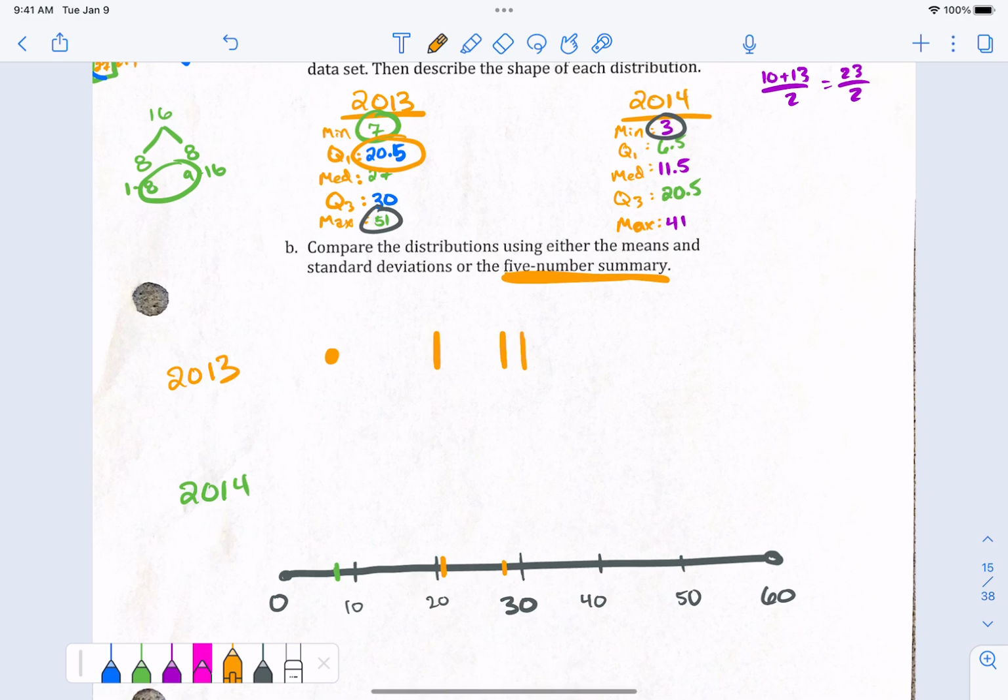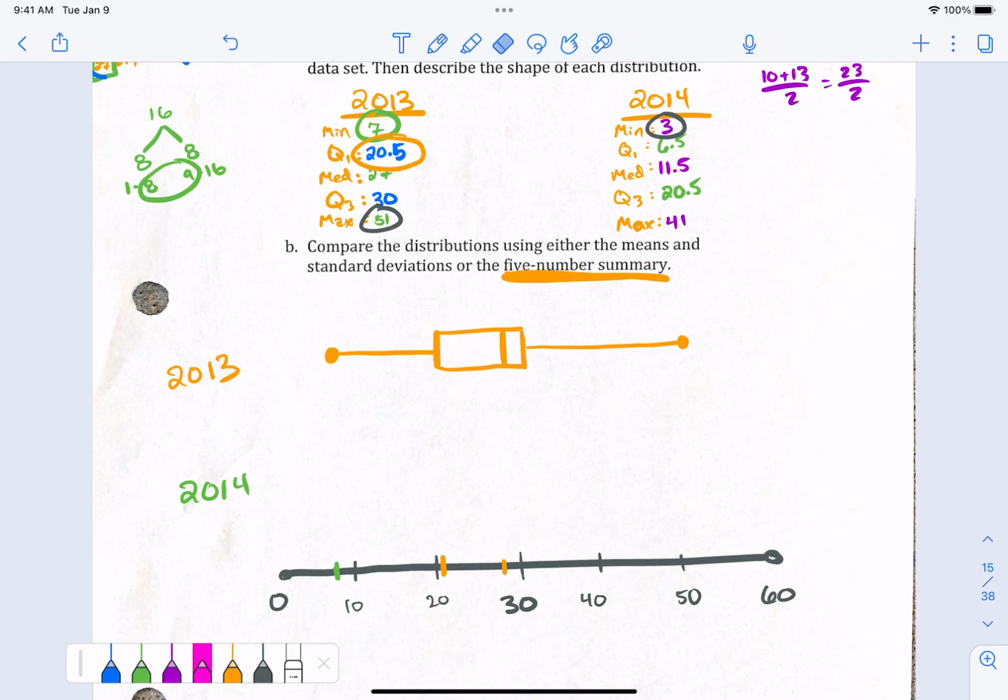The right edge of the box is on 30. So here's where my box is. There's where my whisker is. Then I make my right whisker, and he's going to be at 51. So about straight up from there. Just do the best you can. And that's what he looks like. There's my box and whisker plot for 2013.